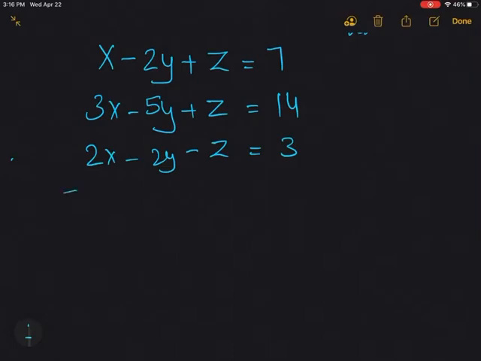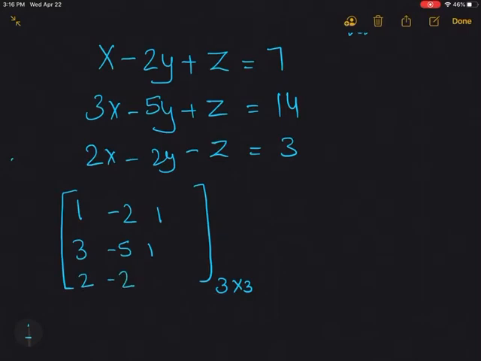Since it's 3 equations with 3 variables, my first matrix is going to be 3 by 3 with just the coefficients. So I would have 1, negative 2, 1 in the first row. Second, 3, negative 5, 1. Then 2, negative 2, and negative 1. Keep in mind, if there's any variable missing in any of the equations, put 0 for that missing variable. Don't just leave it blank.